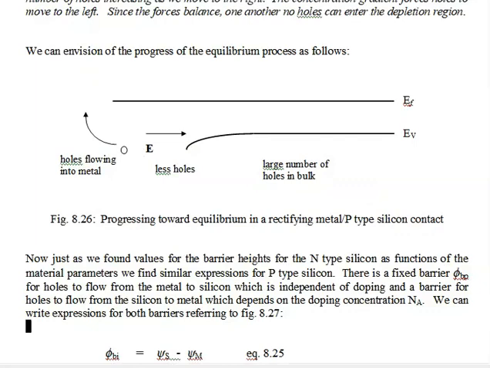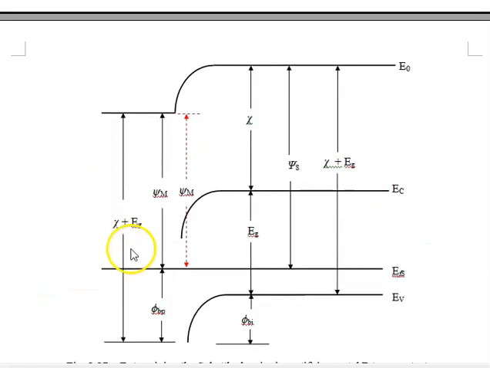Okay, so the idea here is that just as we found values for the barrier heights, phi bi and phi bn for n-type, we're going to do the same thing for p-type. We're going to find a phi bi, and we're going to find a phi bp, not n. Refer to figure 8.27. There it is. And I'd like to find out what the phi bi is. This is the phi bi.